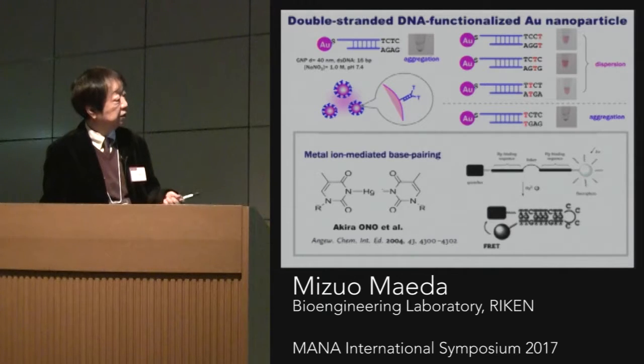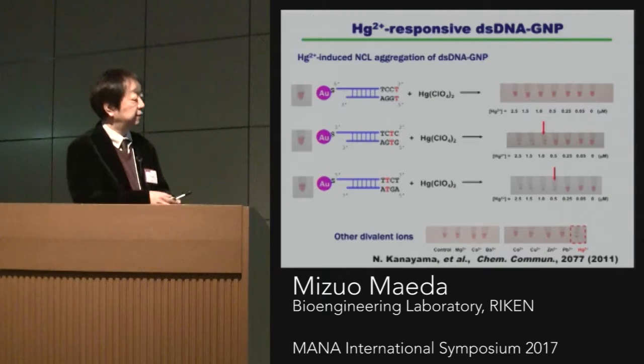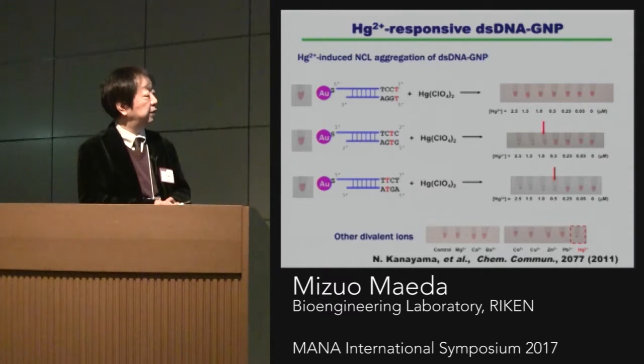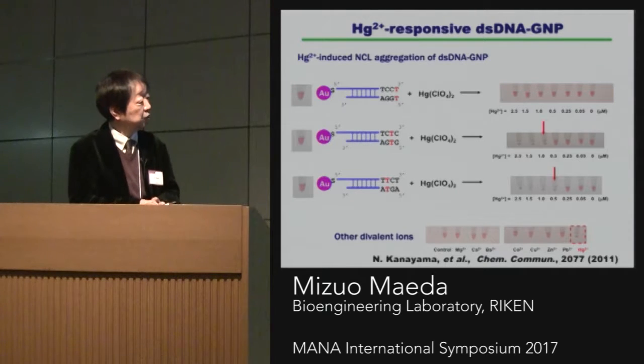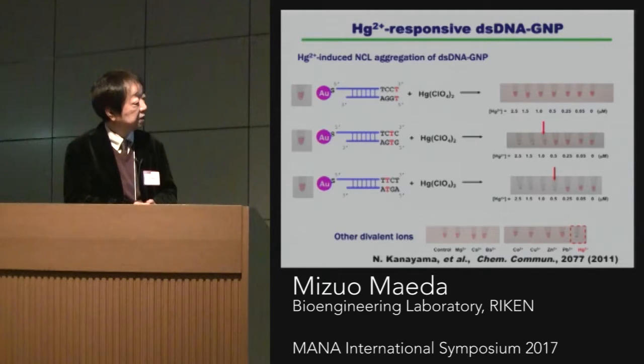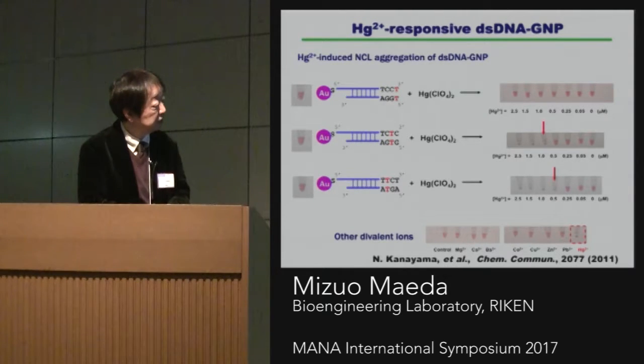So we added mercury ions to these three systems. Then the result is shown here. If the TT mismatch is located at the end of the double helical structure, you cannot see any change. But when the TT mismatch was located in the penultimate position, or second position, then you can see color change at 0.1 micromolar of mercury ion. And in the case of the third position mismatch, then you can see the color change at 0.5 micromolar of mercury ion.